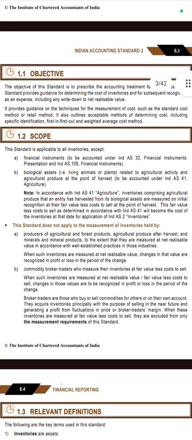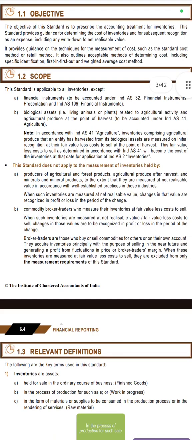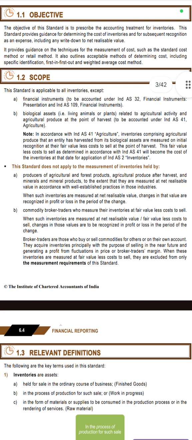Then moving to the scope, it is applicable to all kinds of inventory except financial instruments and biological assets, because these are covered by their particular standards. This standard does not apply to the measurement of inventory held by agriculture produce and commodity brokers who measure the inventory at fair value less cost to sell.